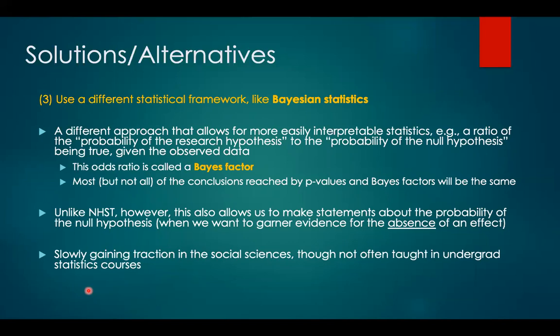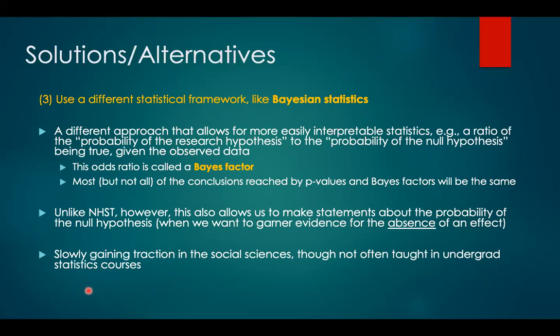Now, most but not all of the conclusions reached by p-values and Bayes factors will be the same, but unlike null hypothesis significance testing, Bayesian statistics also allows us to make statements about the probability of the null hypothesis. So when we want to garner evidence for the absence of an effect, or in other words, drinking coffee has no influence on academic performance, we'd be able to make probabilistic statements about that being true if we were to analyze data with Bayesian inference.